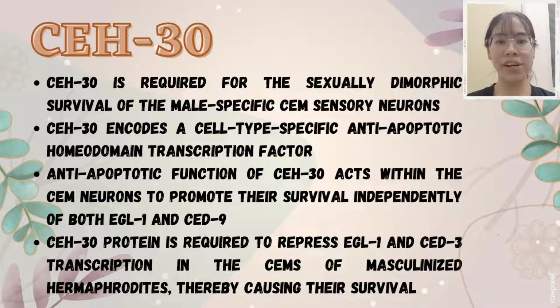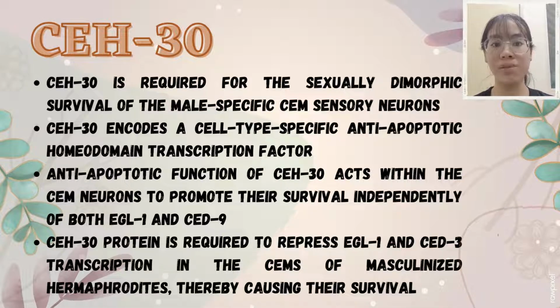Another gene I would like to talk about is CEH30. CEH30 is required for the sexually dimorphic survival of the male-specific CEM sensory neurons. CEH30 encodes a cell type-specific anti-apoptotic homeodomain transcription factor. The anti-apoptotic function of CEH30 acts within the CEM neurons to promote their survival independently of both EGL1 and CED9.